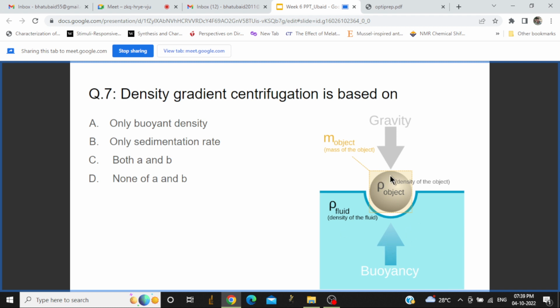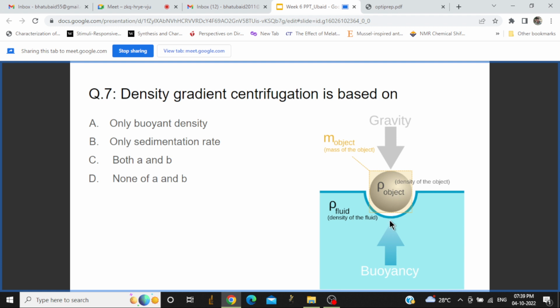When we place our particle in the fluid without centrifugation, only the downward force is the gravitational force, and on the basis of this gravitational force, the particle may be sedimented or dispersed in the fluid. But when we apply centrifugation force, this buoyancy force also acts, and the buoyant density has a role, because we have to move our particles from the fluid to the bottom. The sedimentation rate also has a role there. So that is why the answer is both A and B.